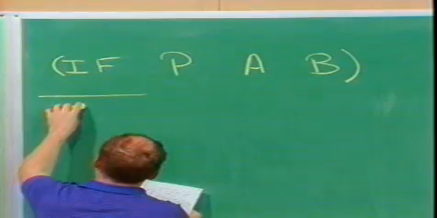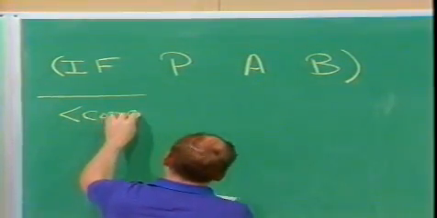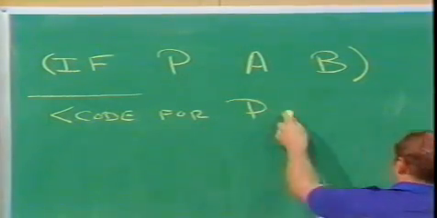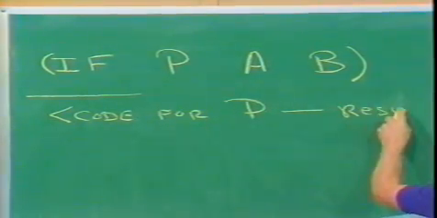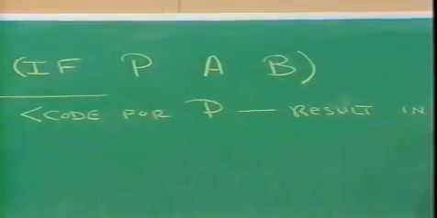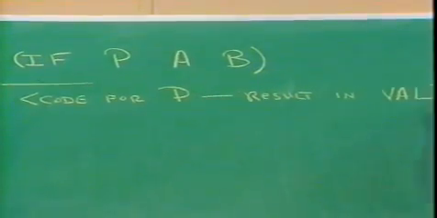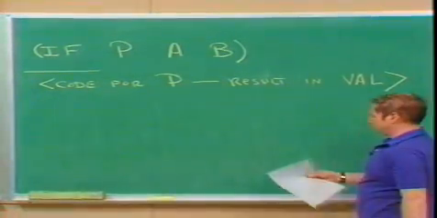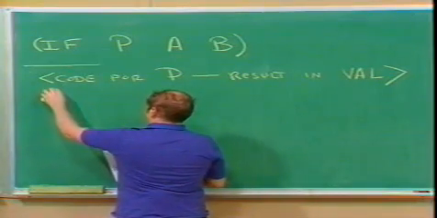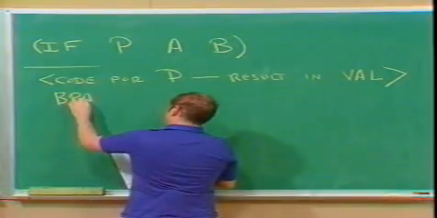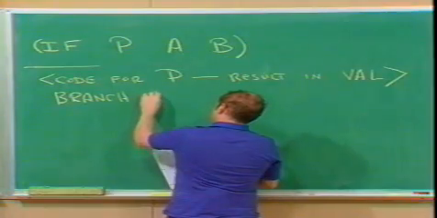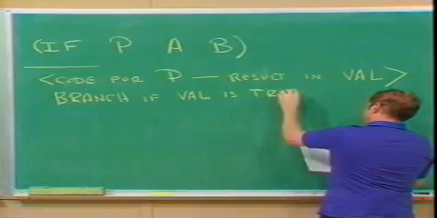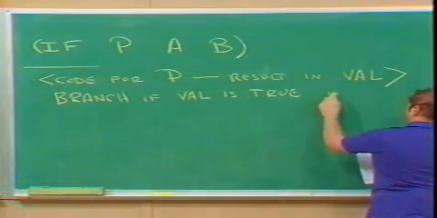That'll compile into something that says the code for P, and it puts its result in, say, the val register. So you walk the interpreter over the predicate and make sure that the result would go into the val register. And then you compile an instruction that says branch if val is true to a place we'll call label 1.